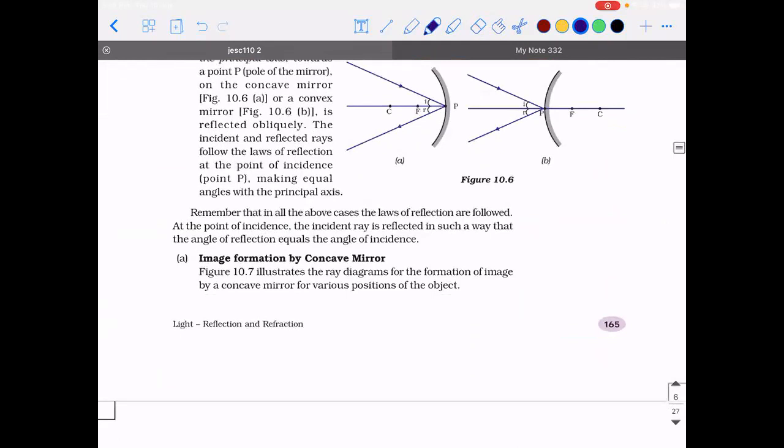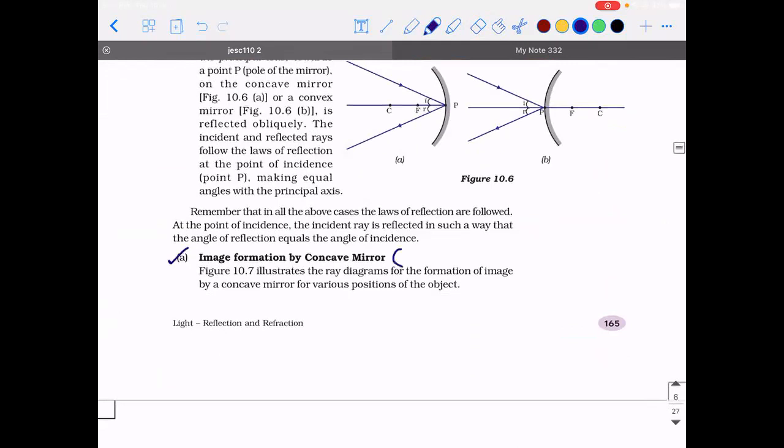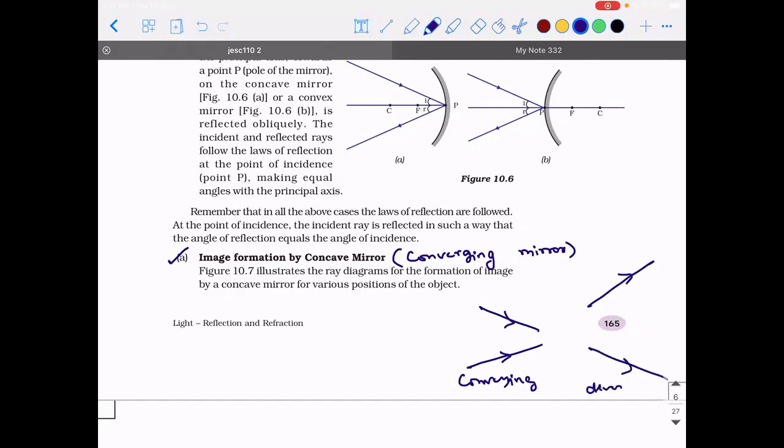So as I told you, first we are going to see the image formation by a concave mirror. Please make a note. A concave mirror is also technically called a converging mirror. So you guys know what is the meaning of converging? Converging means something which is coming close. I'll show you an example. If two rays are like this, they are said to be converging. If two rays are like this, they are said to be diverging. Okay. So this is converging and this is diverging.